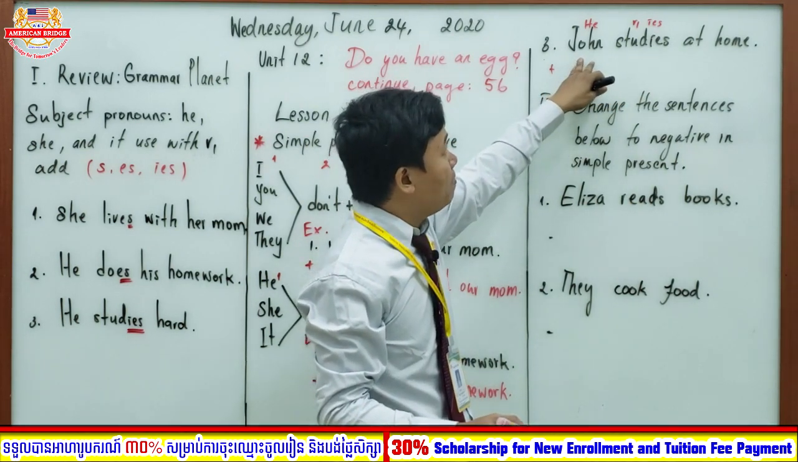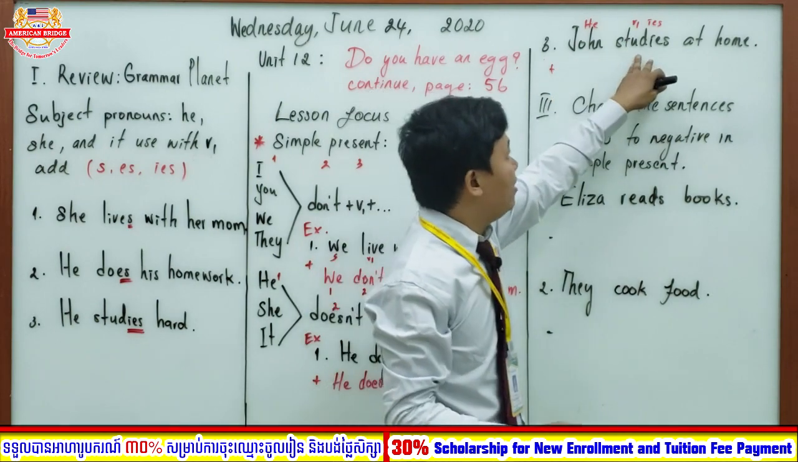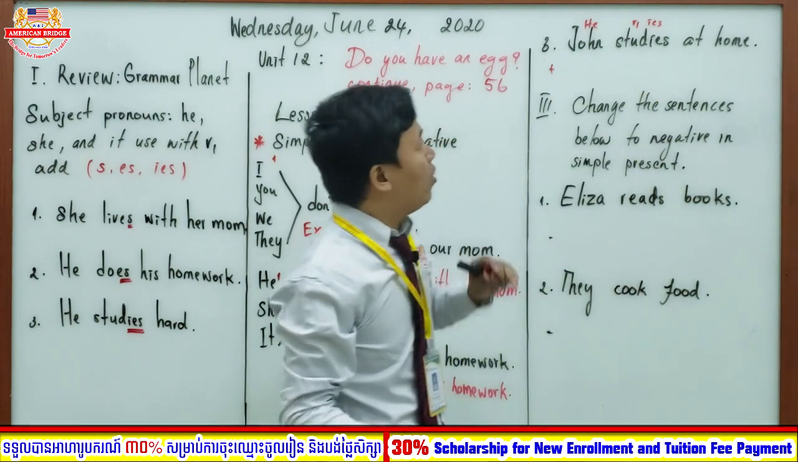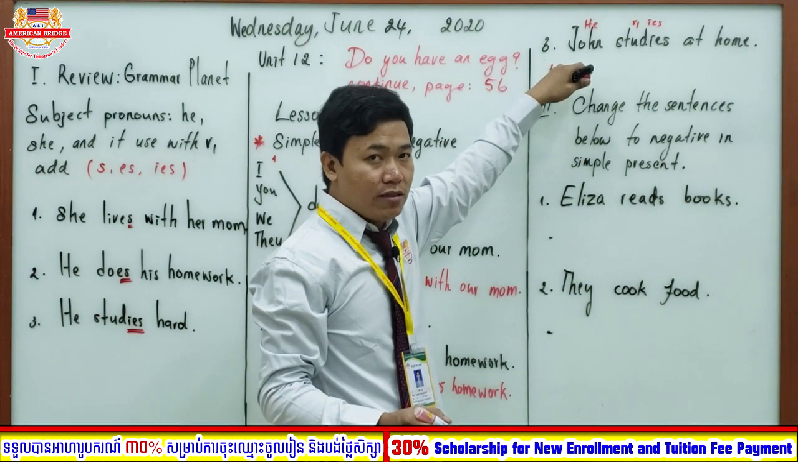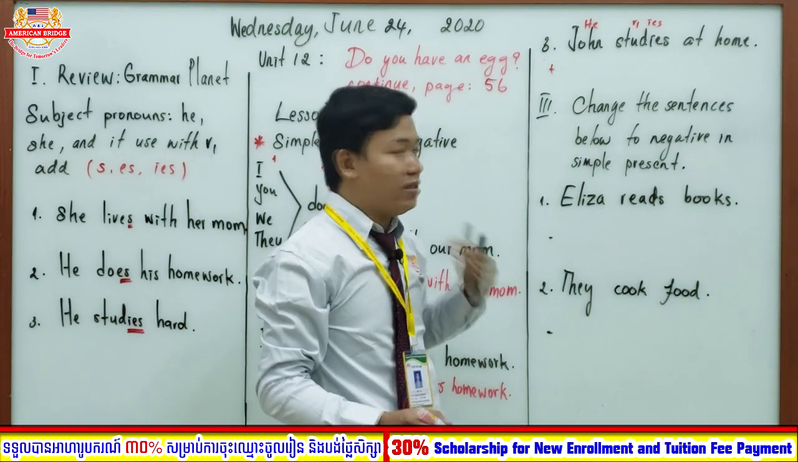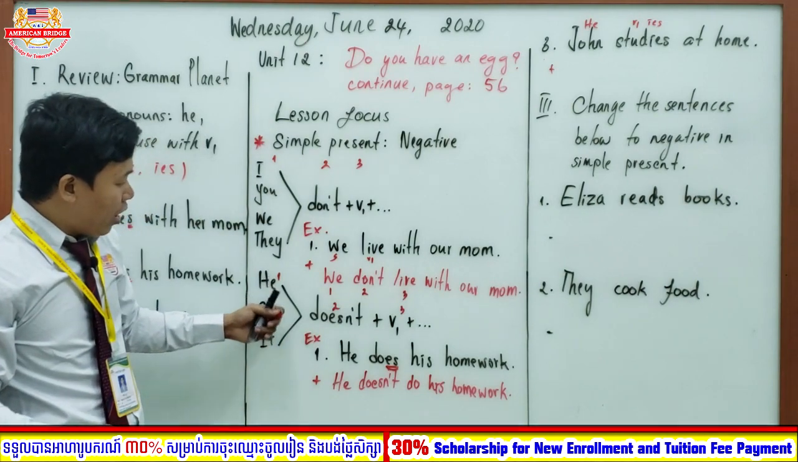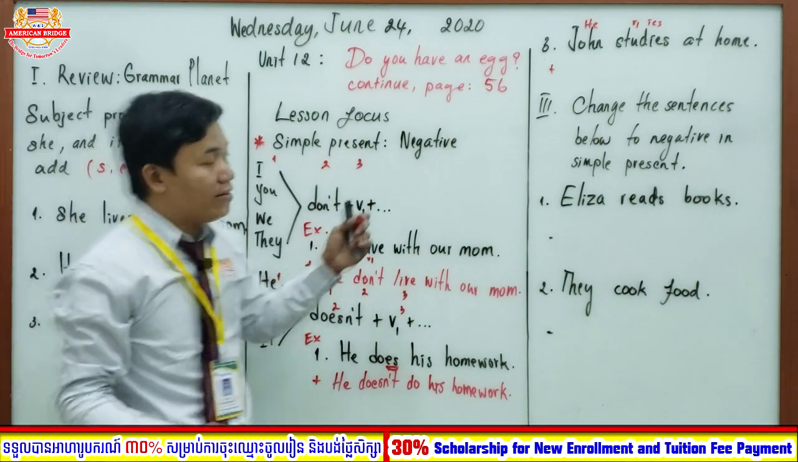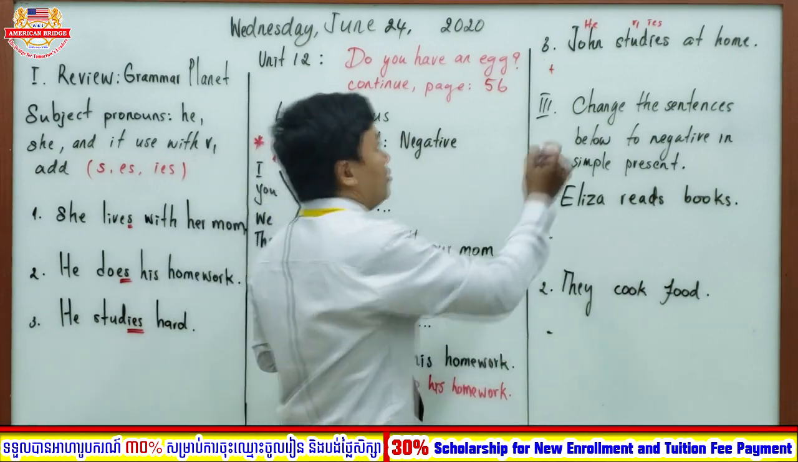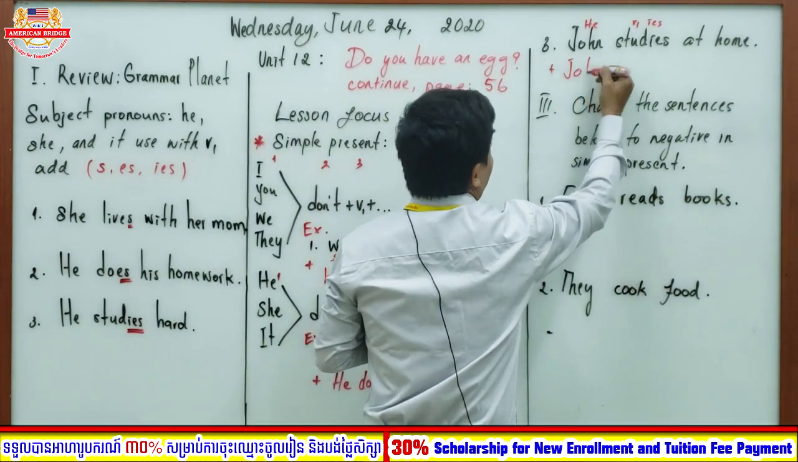John means he studies at home. So this is affirmative in simple present. Now let us change to negative. Follow the form, everyone. John is equal to he, so you can write down he or John. It's up to you. So I put John the same.